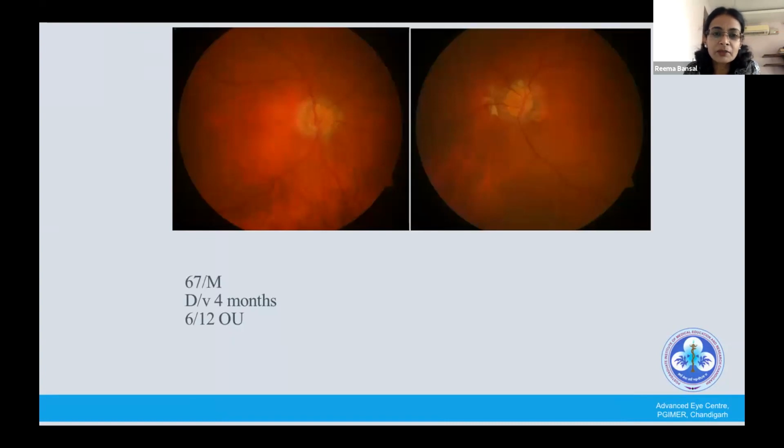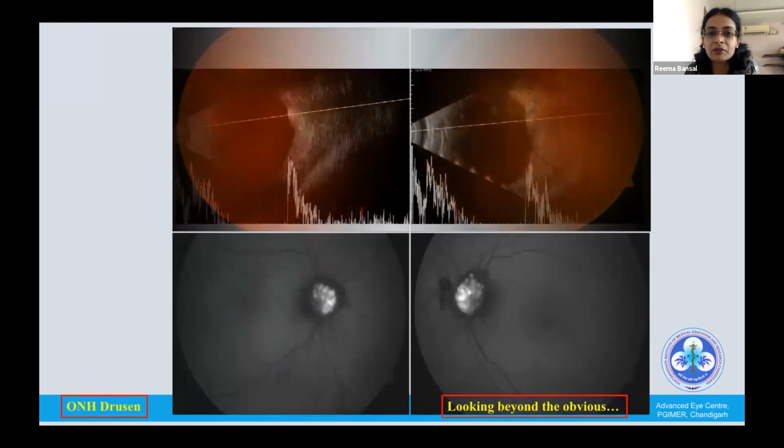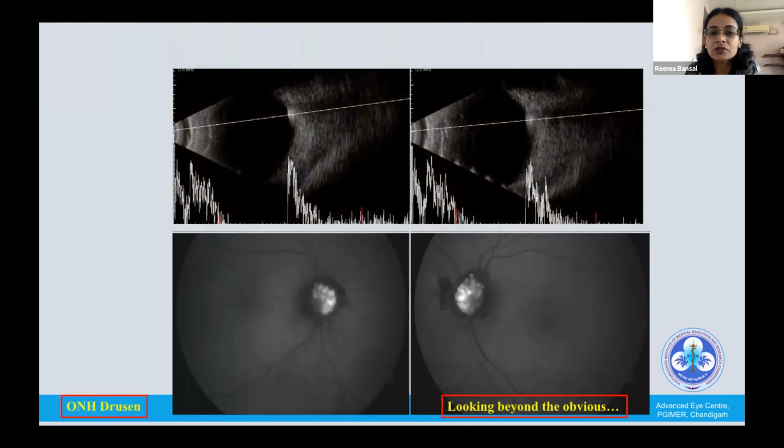Maybe challenging for some discs. If you look at the optic discs, small discs with peripapillary atrophy, decreased vision for 4 months, 6/12 vision. So before we do visual fields or refraction or something like that, just an autofluorescence gave us the clue that these are nothing but optic nerve drusen. And we confirm it on the ultrasound.